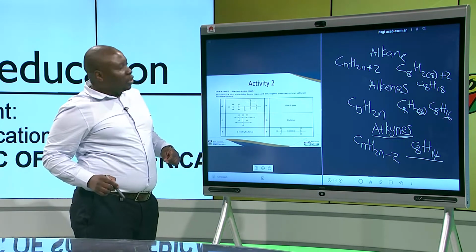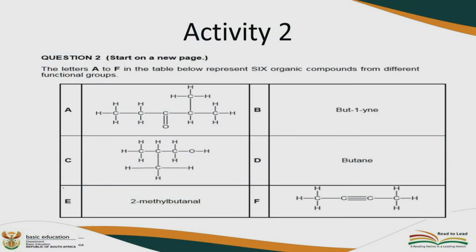As we move to question 2, most of the time you're going to get question 2 in this format, where you are given a table. We took this from an exemplar paper. The question says the letters A to F in the table below represent 6 organic compounds from different functional groups. What I'm going to take you through here is not necessarily the question, it's the strategy as to how you answer these kinds of questions.